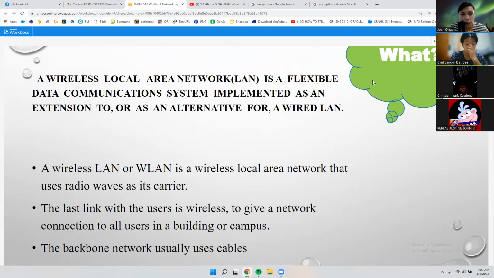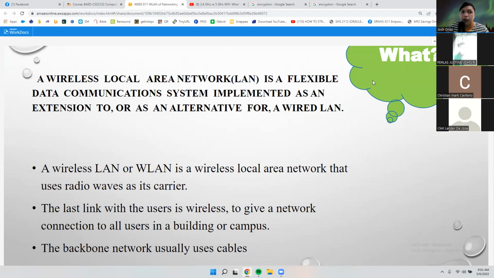It is a flexible data communication system implemented as an extension or as alternative for a wired LAN. So most commonly kasi, di ba, ang local area network, within the area, di ba? May mga computer tayo, so magko-connect ito sa network, regardless kung ano yung topology natin. Of course within the area, syempre sa pamamagitan yon ng mga wired, okay? UTP cable natin, yung LAN cable. So magko-connect sila lahat sa router or meron silang hubs and switches para mag-connect yung mga computers natin.